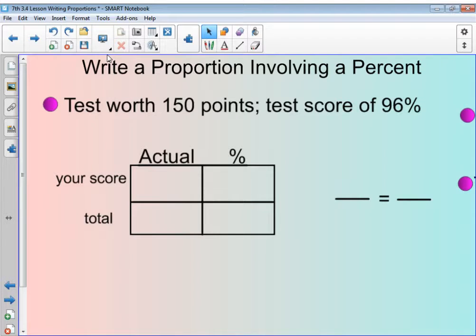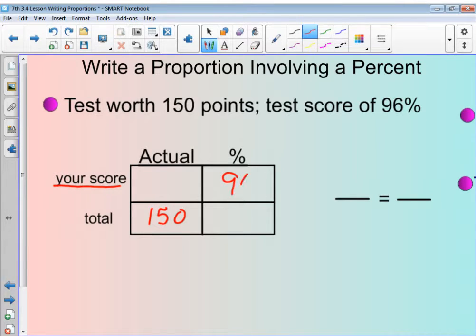So here it says a test is worth 150 points, and you got a test score of 96%. So they want to know how many points I got out of the 150. So my total test points was 150. My percentage, or your score, was a 96%. And the total percent on the test was 100. It's always going to be 100 for the total.